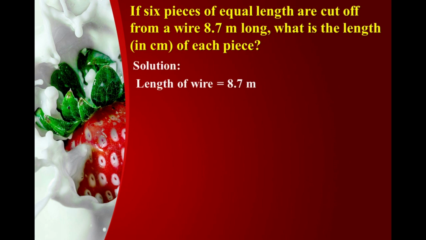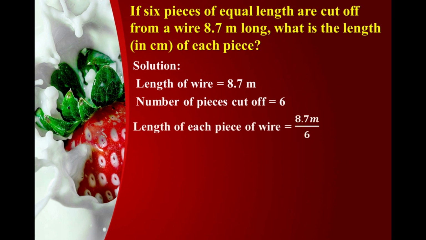Given length of wire equals 8.7 meter, number of pieces cut off equals 6. The arithmetic operation we are going to use here is division. They have given in meter, we have to convert it into centimeter. We know very well that 1 meter equals 100 centimeter. Length of each piece of wire equals 8.7 meter by 6. Now convert meter to centimeter. We have to multiply by 100.